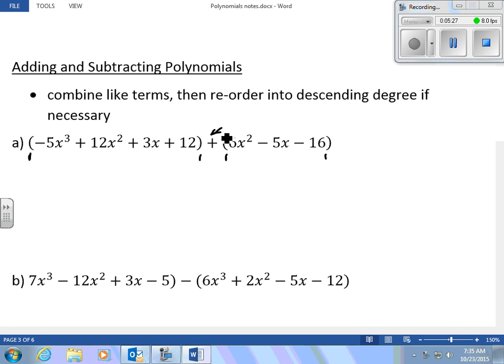So I've got negative 5x cubed. Are there any other terms that are like it? And to be like it, it has to have the same variable, remember, with the same exponent. There isn't, so this will be equal to negative 5x cubed.